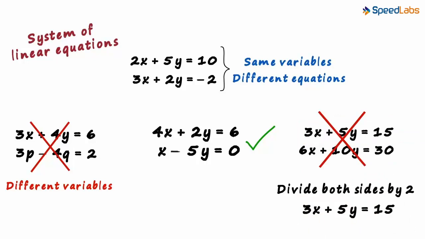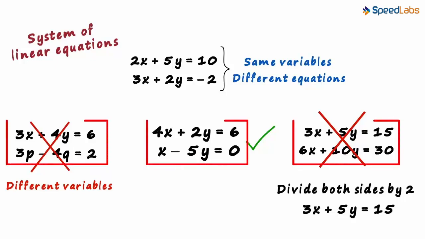In short, if you're able to find the value of the two variables in question, then the two equations form a system of linear equations. Out of these three examples, you will be able to find a unique value of the variables only in this second case.